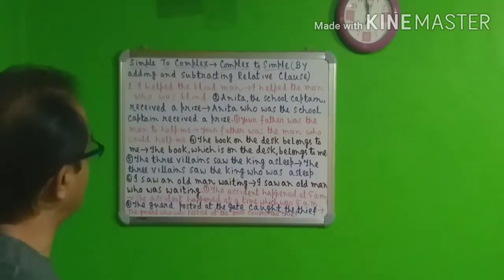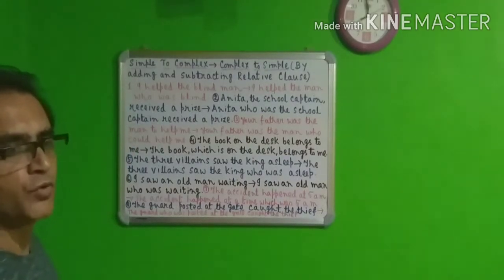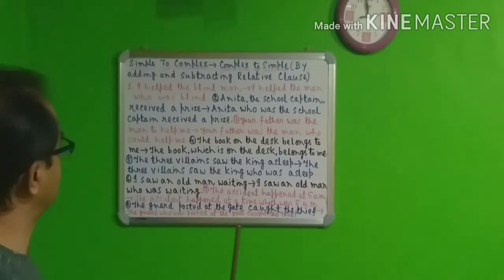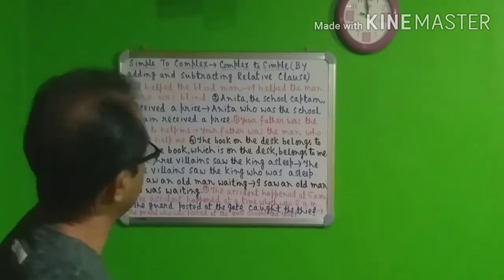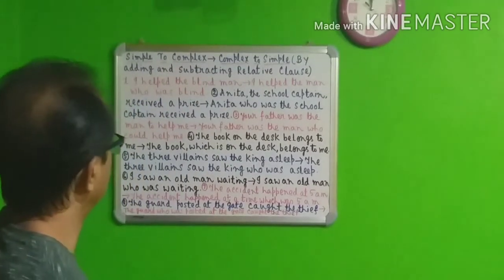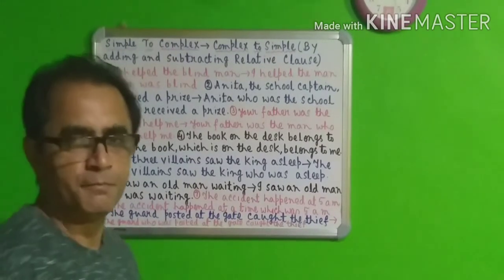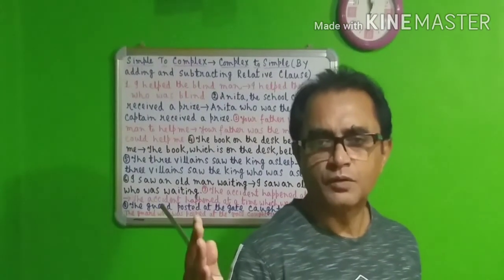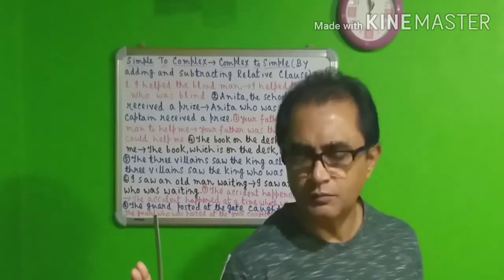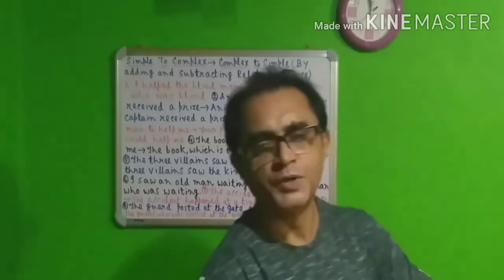So here we have expanded the nominal compound. I helped the blind man. I helped the man who was blind. At the same time, you can subtract it also. You can make it a short form. Suppose this sentence is given to you: I helped the man who was blind. You can make it a shortened form, that means I helped the blind man. If you add the relative clause, it will be an expanded form, a complex sentence. If you remove the relative clause and make it short, then it will be a simple sentence.